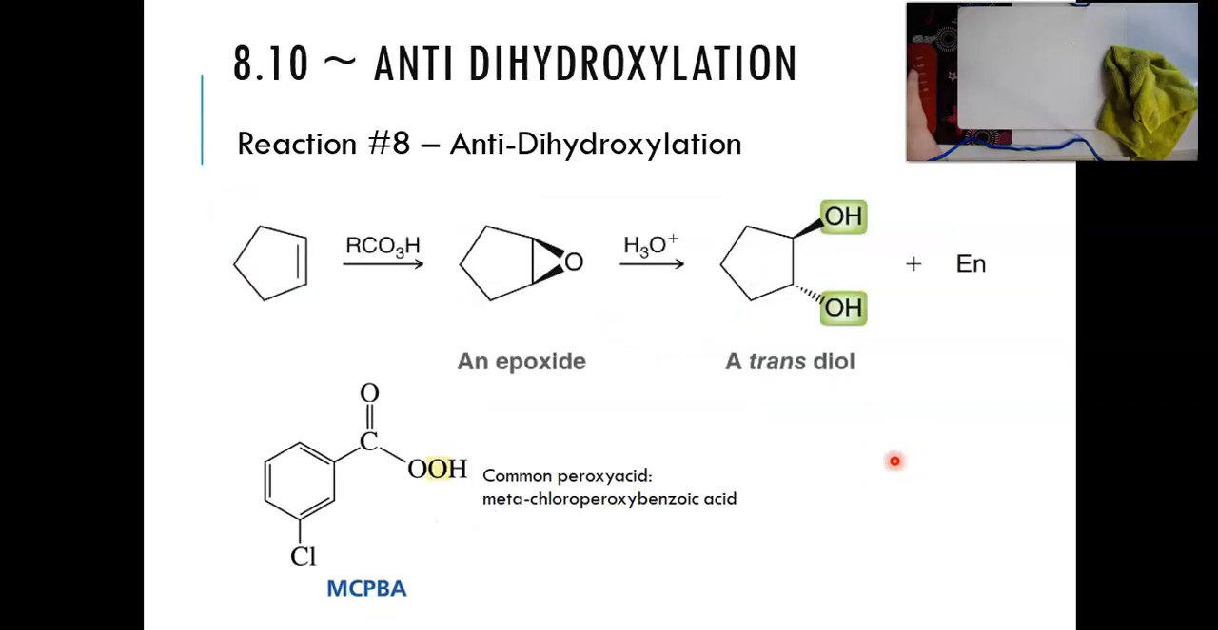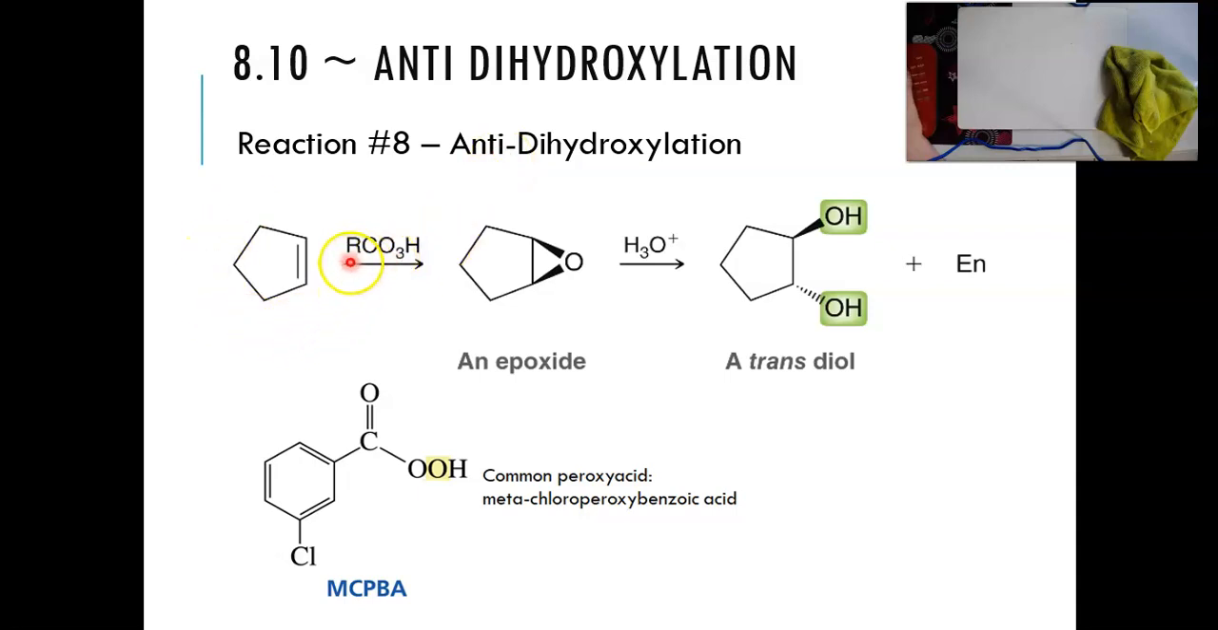Reaction number 8 is called an anti-dihydroxylation. Or dihydroxylation would be a better pronunciation. So di is 2, hydroxyl, again, another word for an OH or an alcohol group. So it's telling us that we're going to add 2 alcohol groups and they're going to be anti to each other. So we have our alkene.